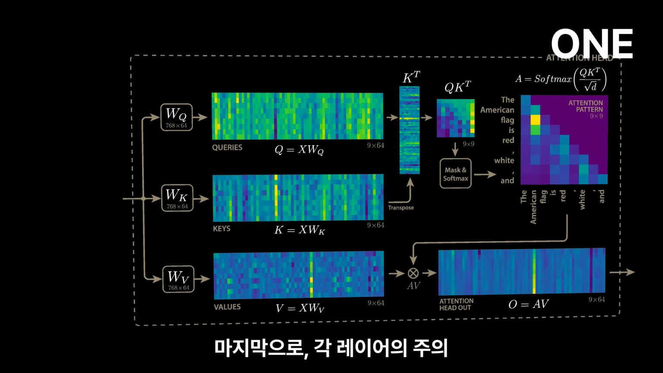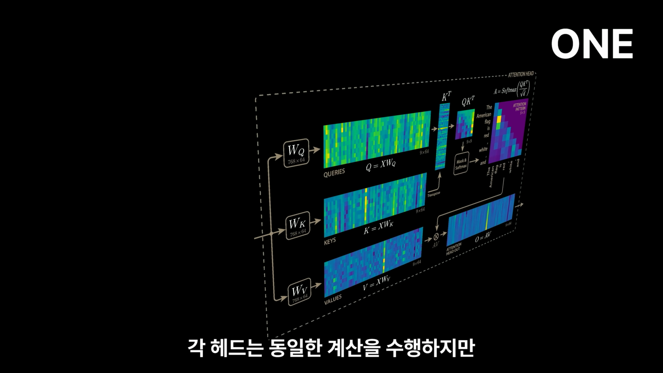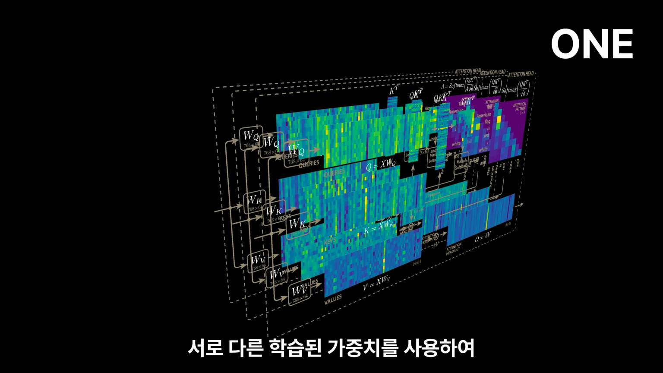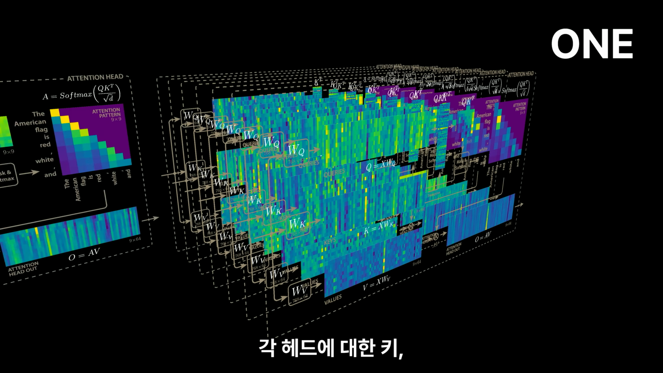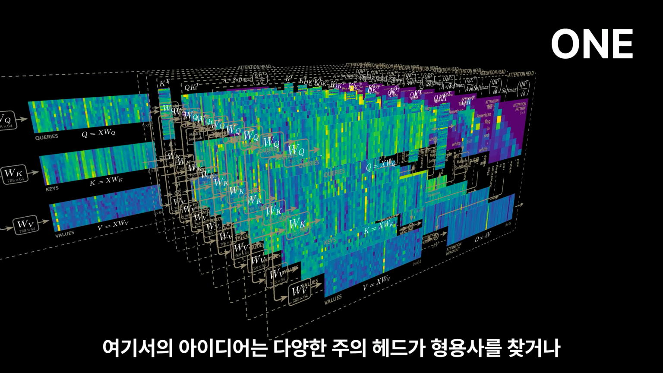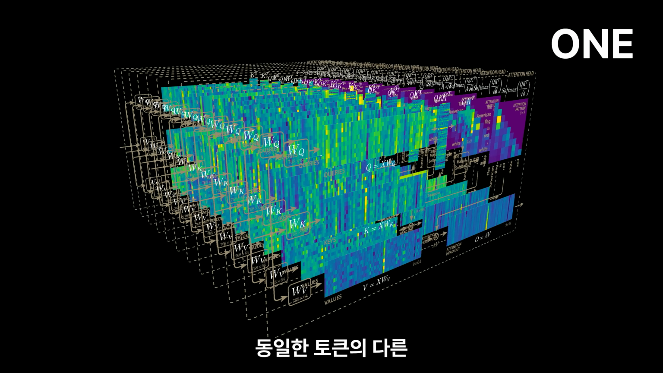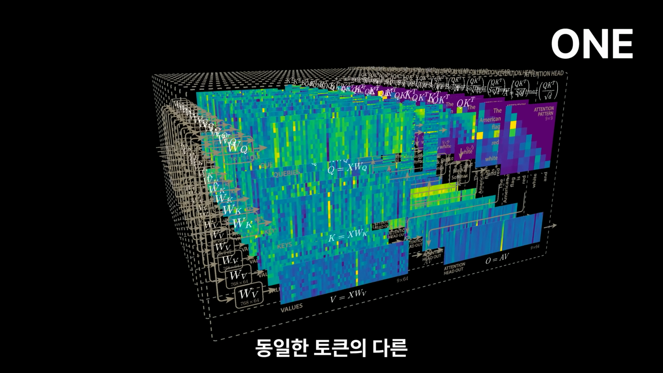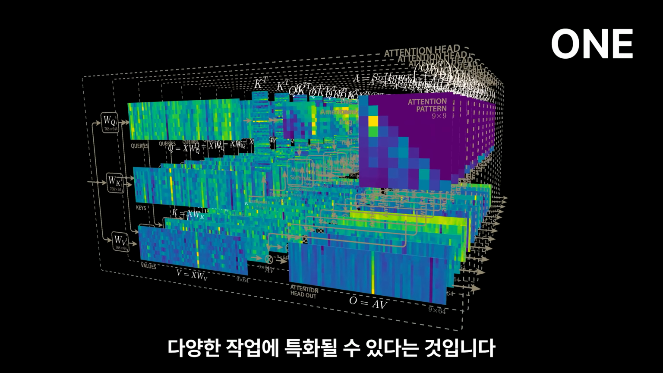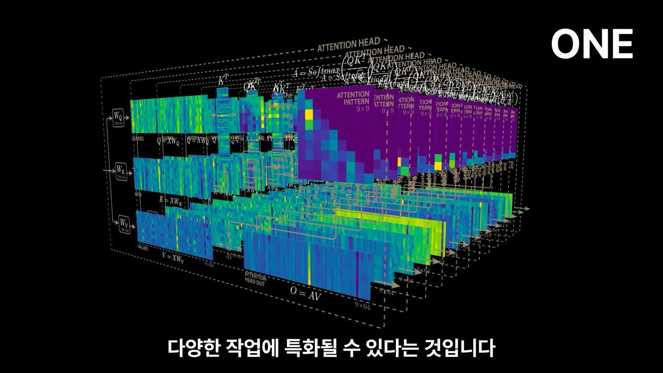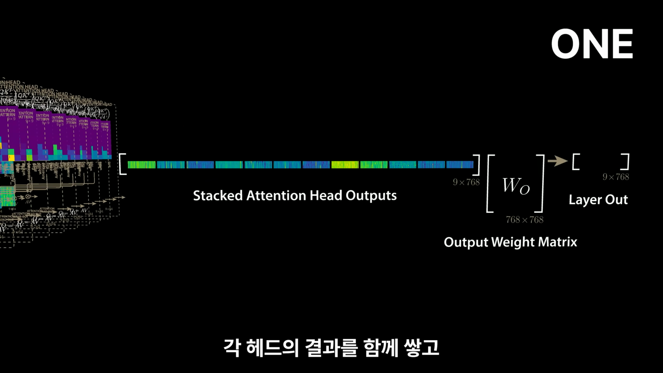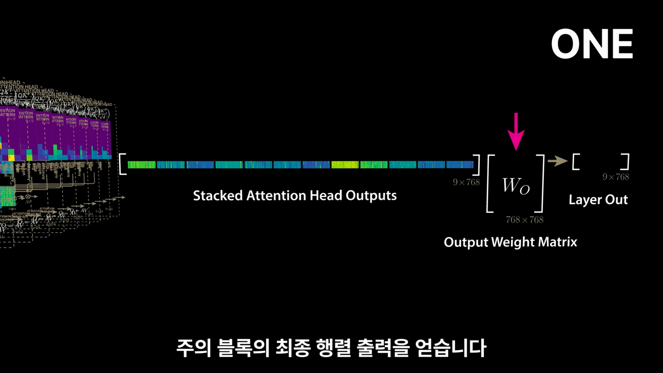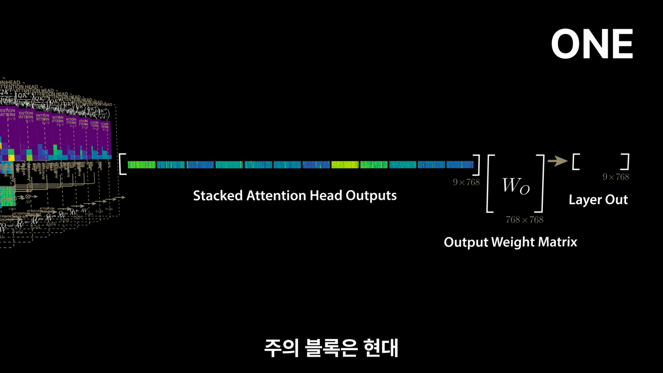Finally, the attention block in each layer has multiple heads. Each head performs the same computations but with different learned weights, resulting in a different set of queries, keys, attention patterns, and values for each head. The idea here is that various attention heads can specialize in various tasks, like searching for adjectives or searching for other instances of the same token. To compute the final output of the attention block, we stack the results from each head together and multiply by a final learned weight matrix, WO, giving us the final matrix output of our attention block.